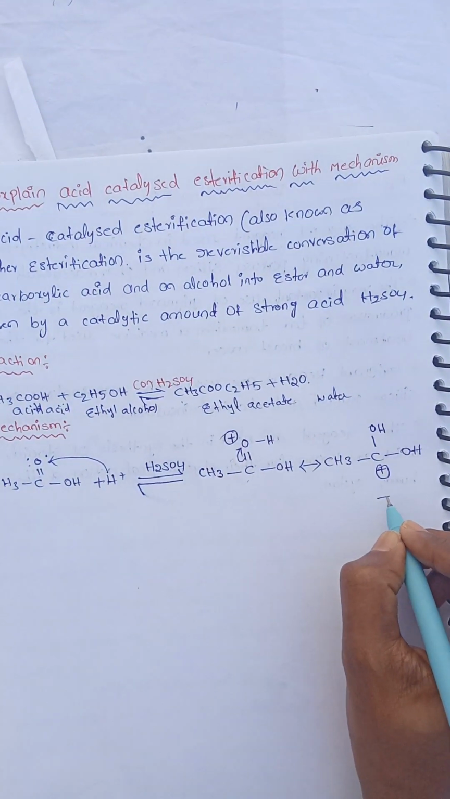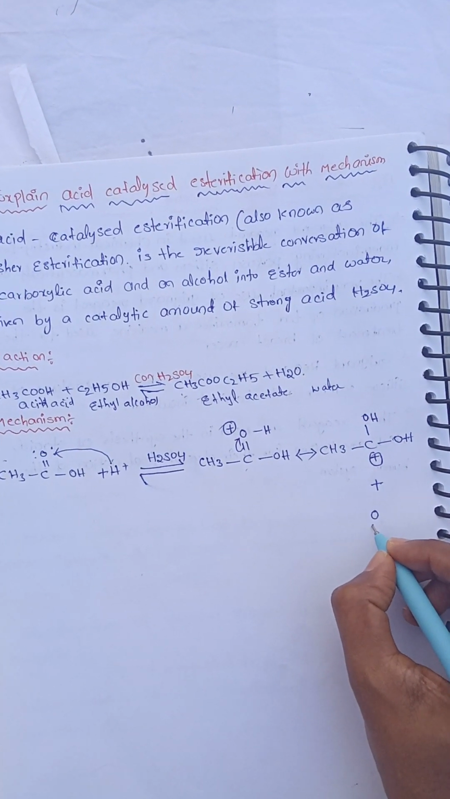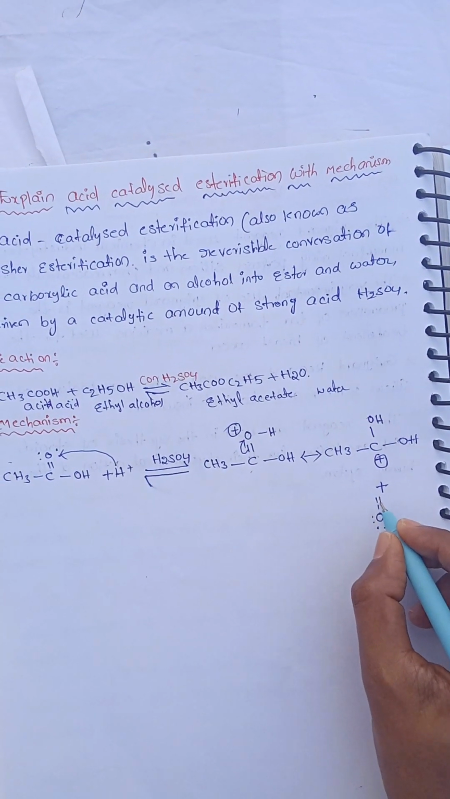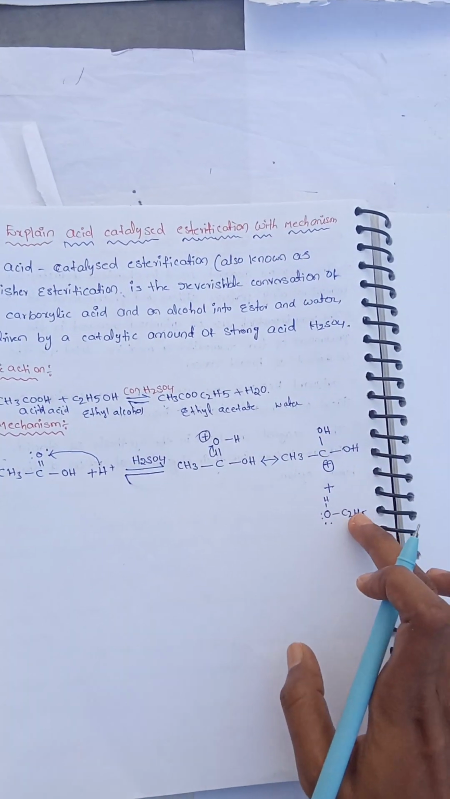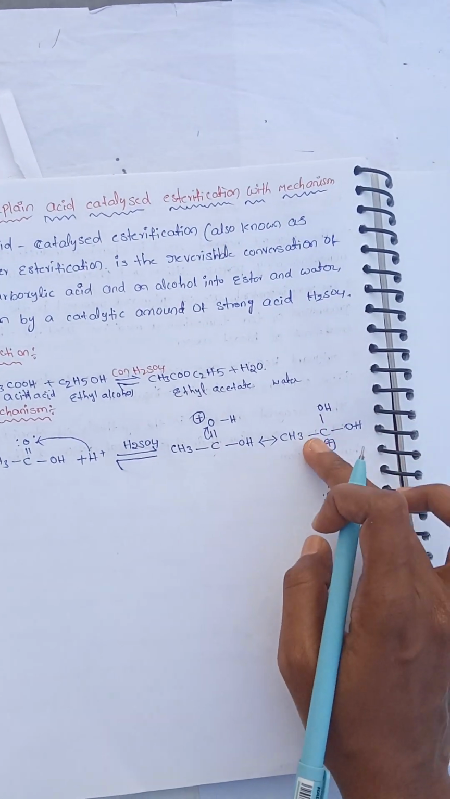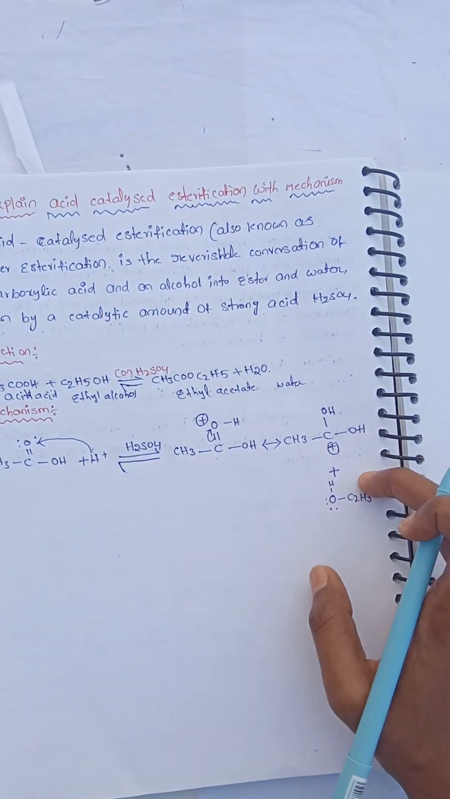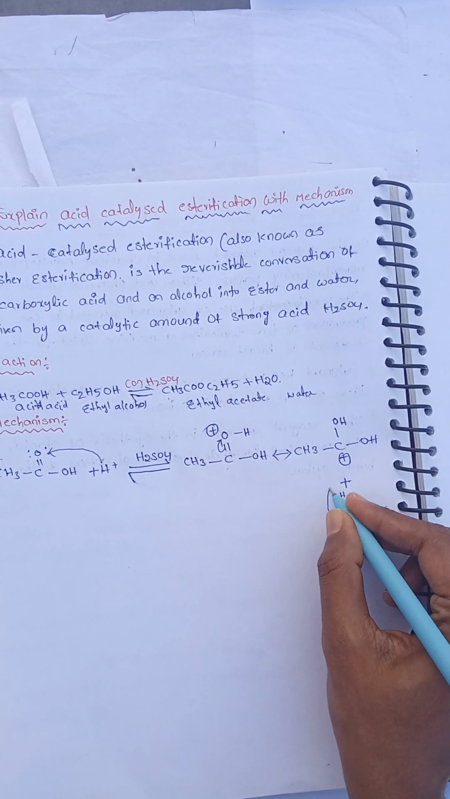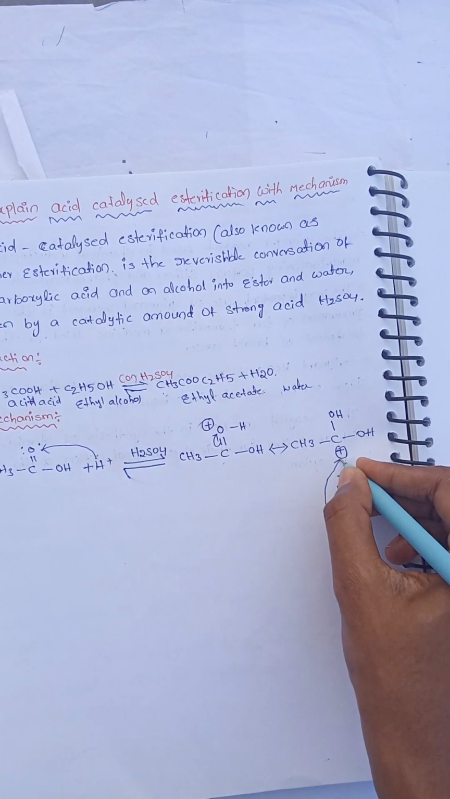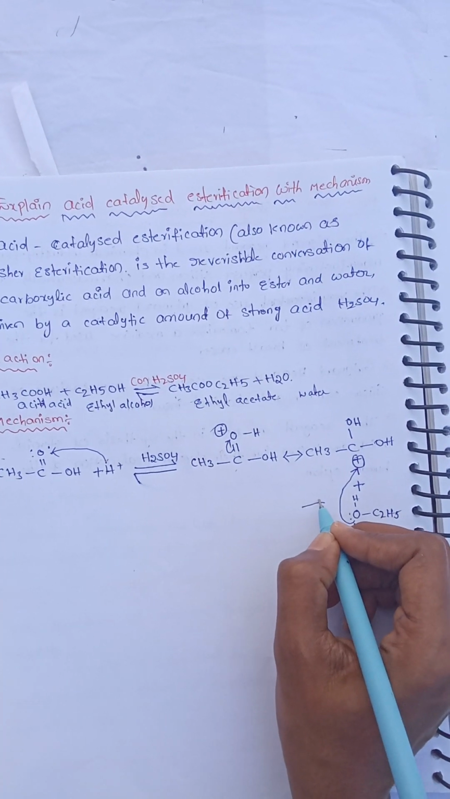Now this is reacted with ethyl alcohol, so you have to write ethyl alcohol like this. Now what is the point? You have to nullify this positive charge on the carbon. So the lone pair will get attached to this positive carbon side. Now we have to write the product.